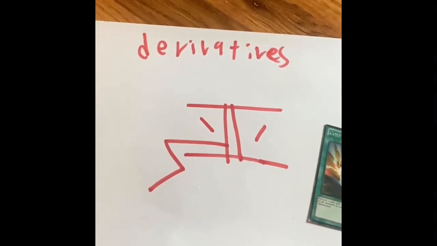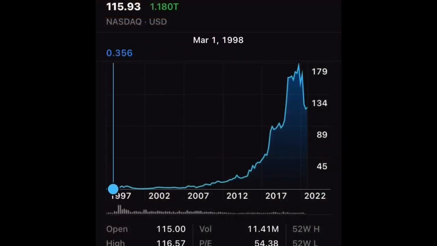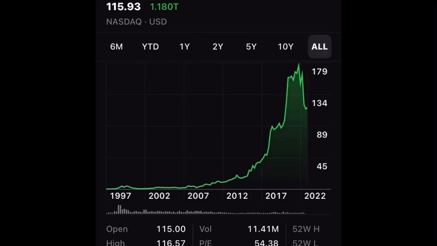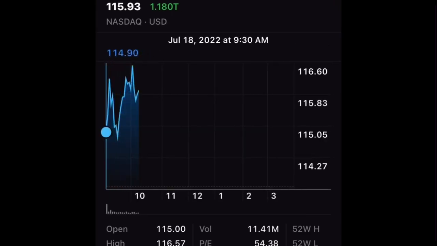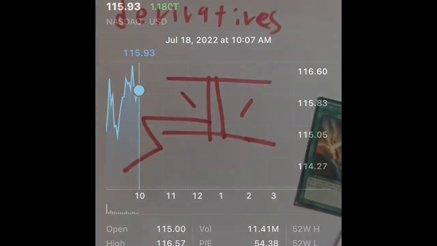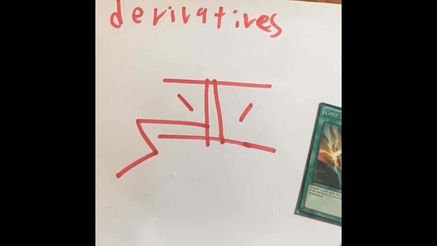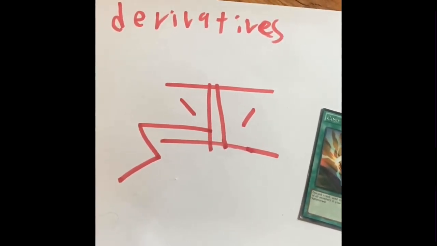Here's an example. We are going to look at Amazon. So remember, derivatives in the real world measure how fast something is constantly changing. And that concludes the video.